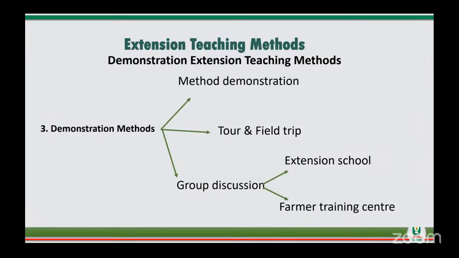Now, the third way extension can teach is through the demonstration method, and you can do that through method demonstration. That is demonstration of the method of doing something, through tours and field visits, going to visit maybe a demonstration farm, through travels and tours, and through group discussions. Group discussion can further be broken down into extension schools as well as farmer training centers. That way you can teach demonstration methods.